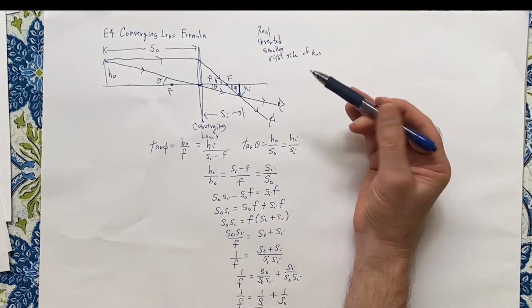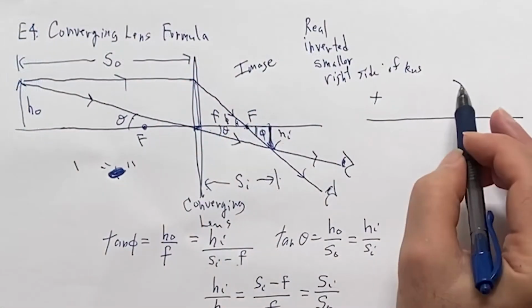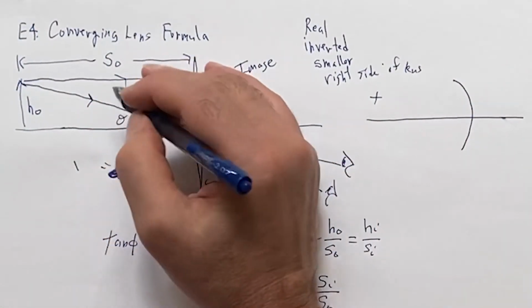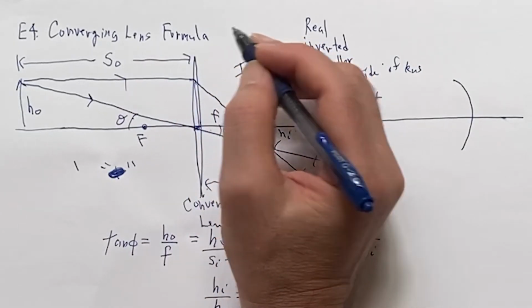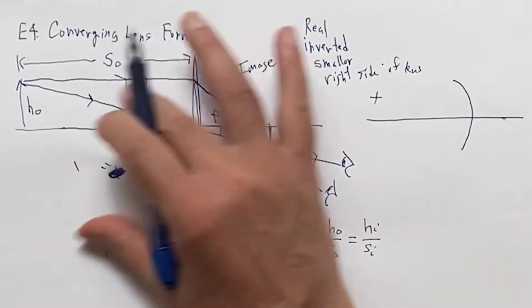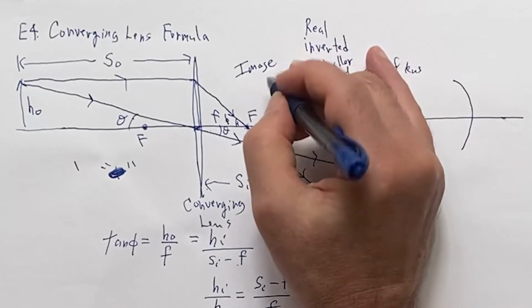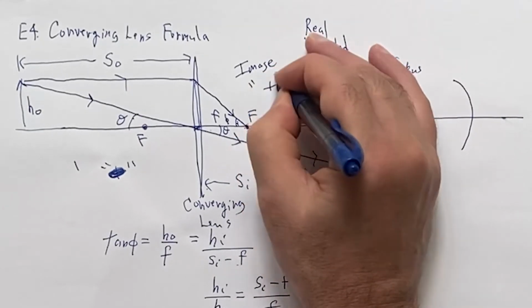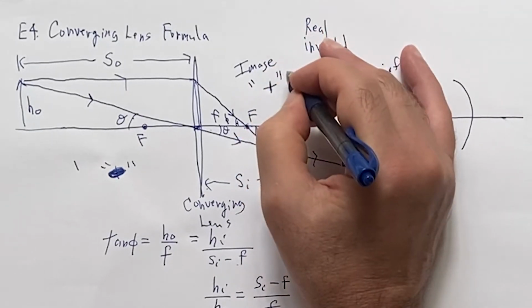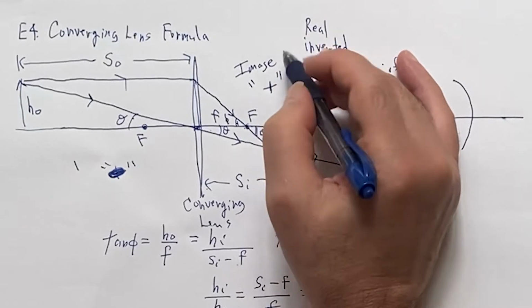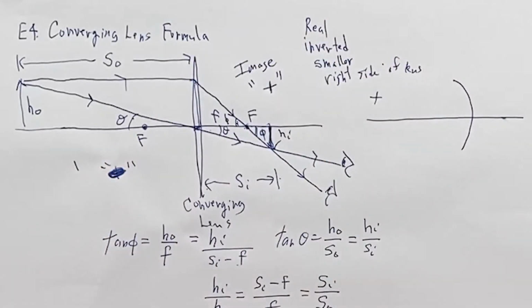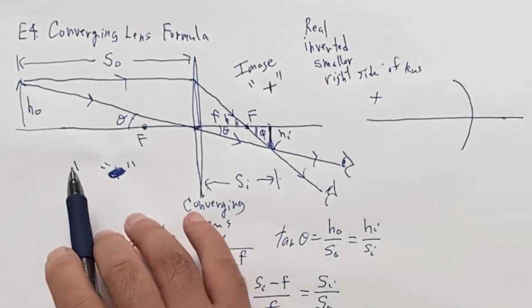And I like to think of this as space. In other words, with the lens, the light wants to go through. So that means if the image is on the right-hand side, that's positive image space. Then if the image is on the left-hand side, like the kind we just did with the magnifying glass, that's going to be in negative space.